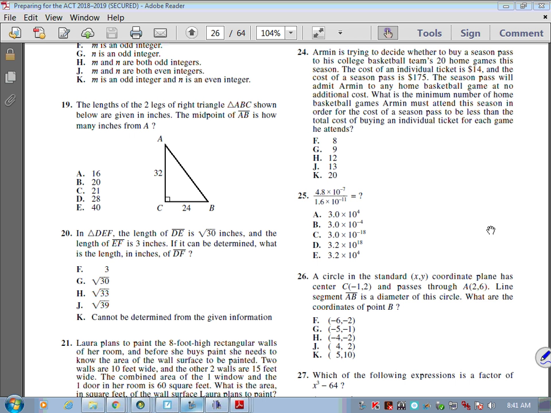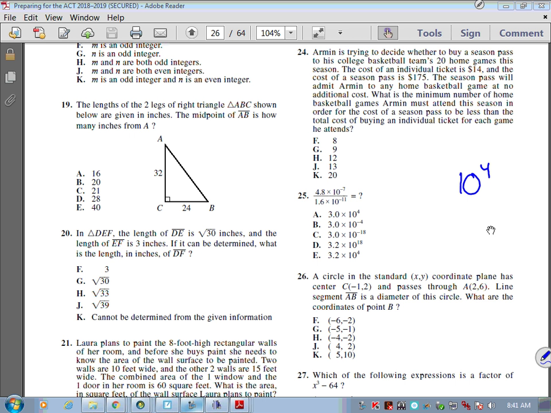So let's start with the exponents on my tens. 10 to the negative 7th over 10 to the negative 11th. I would bring that 10 to the negative 11th up. Whenever I do that, that 11 becomes positive. What's negative 7 plus 11? 4. So I get 10 to the 4th.